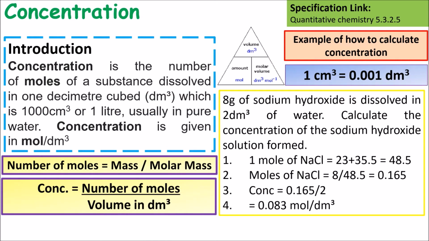The concentration can also be the number of moles of a substance dissolved in 1 decimeter cubed. So the same as we've just looked at, we can substitute the mass in grams for the number of moles, and the calculation will just be the number of moles of a substance divided by the volume of the solution in decimeter cubed.